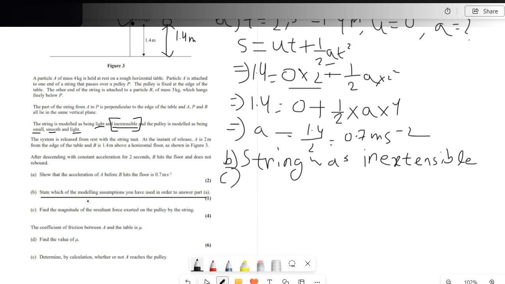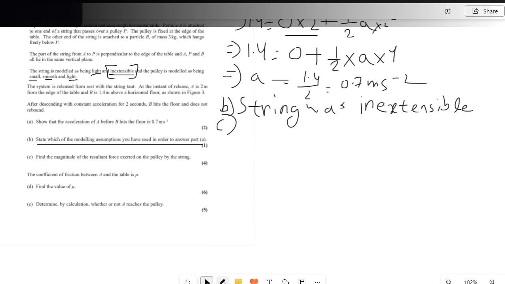For part C, we have to find out the magnitude of the resultant force exerted on the pulley by the string. So let's draw the diagram. If this is the pulley, and this is B and this is A as a particle, therefore there should be a tension here. Similarly, a tension here. So this is tension T, this is also tension T, and if there is a tension here, there is also an opposite tension here.